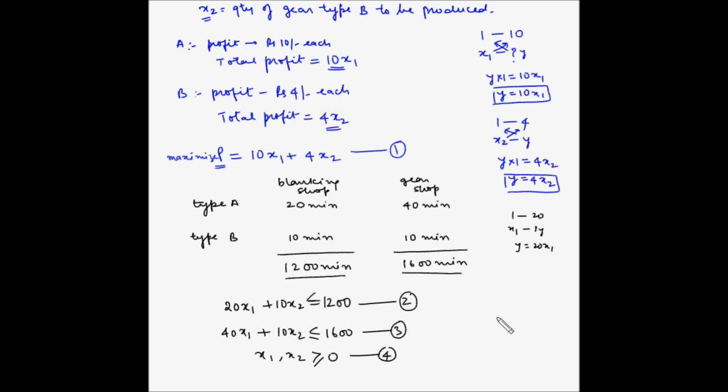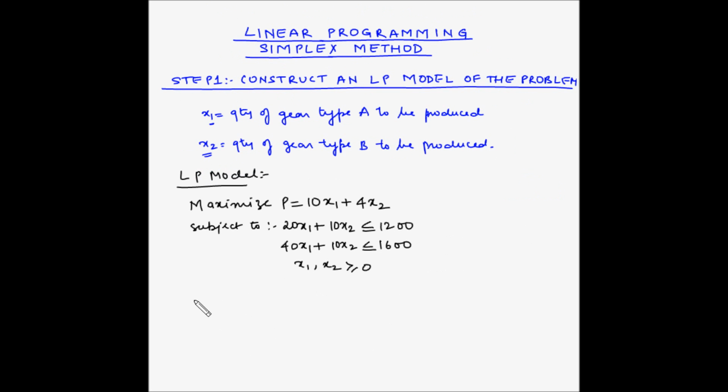However, in order to apply the simplex method to a linear programming problem, there are two conditions that need to be satisfied. Let us look at those two conditions. So the first condition is that the right hand side of each of the constraints should be non-negative.